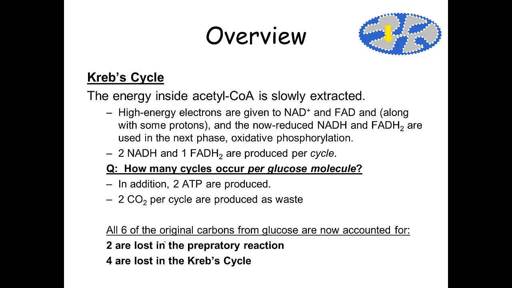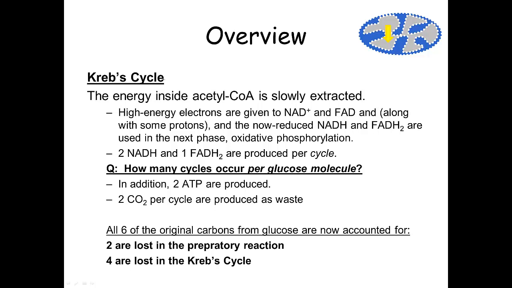The Krebs cycle occurs also inside the mitochondria, and the initial substrate is the acetyl-CoA, which is the product of the prep reaction. The acetyl group is essentially the two carbons left over from the pyruvate attached to the CoA. During the Krebs cycle, the energy inside acetyl-CoA is slowly extracted. High energy electrons are given to NAD+ and FAD, along with some protons, and the now reduced NADH and FADH2 are used in the next phase, oxidative phosphorylation, which is an electron transport chain, similar to the one we saw in photosynthesis.